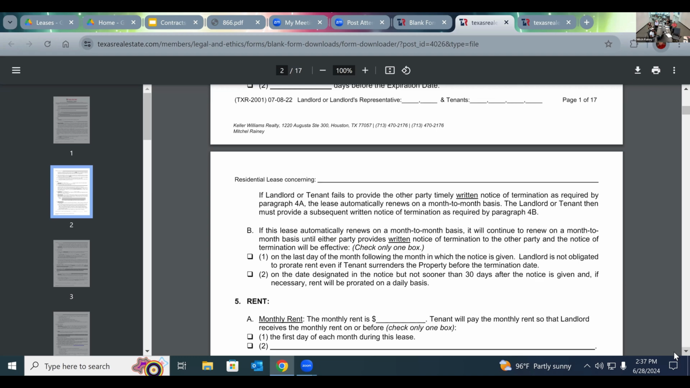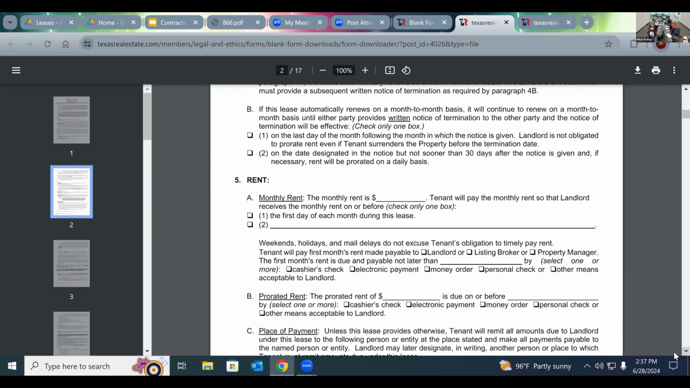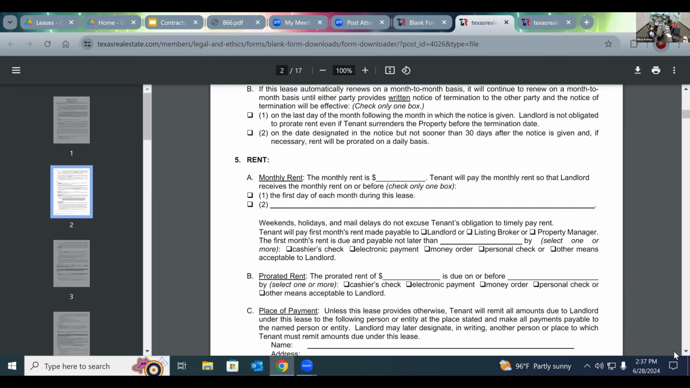What's the monthly rent? When is it due? Talk to your tenants. Make sure you're not setting them up for failure if they don't get paid on the 1st or 15th. Weekend holidays and mail delays are not an excuse. You can't say the rent's in the mail. If it's not received by the date it's due, it's late. Tenant will pay first month's rent made payable to either the landlord, the listing broker, or the property manager. That's that first month's rent.